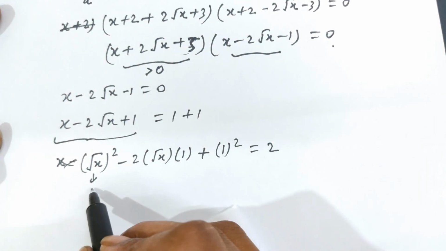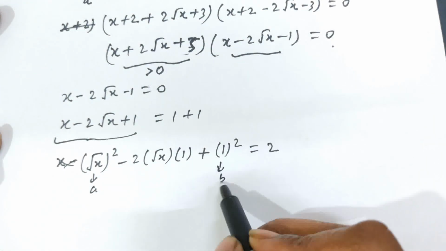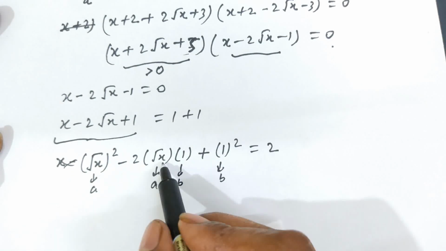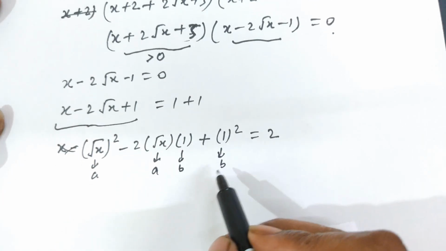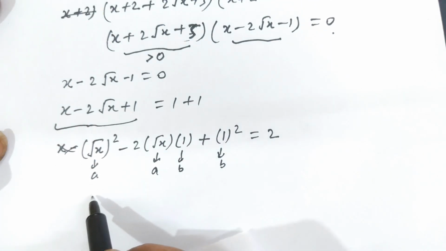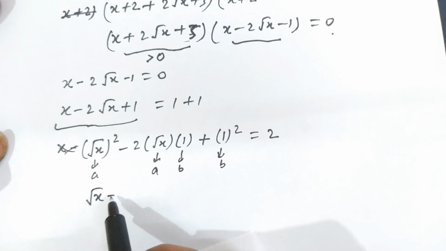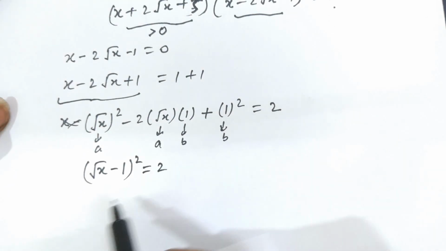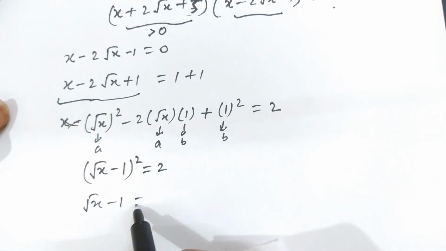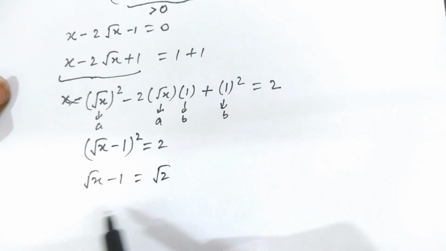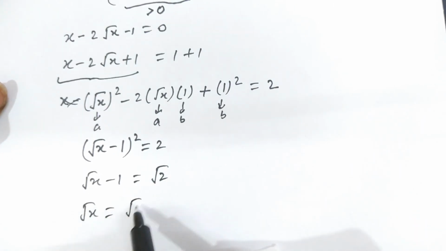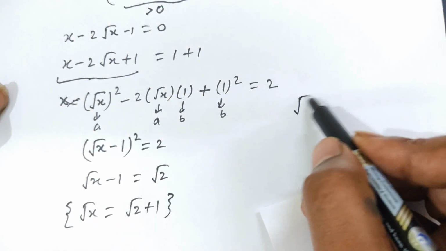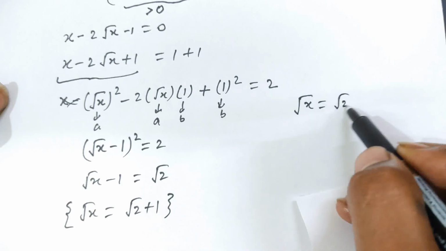Let's suppose this square root of x is a and this one is b. Then a square minus 2 times ab plus b square is a minus b whole square, where the value of a is square root of x minus the value of b is 1 square, and this is equal to 2. Here square root of x minus 1 is equal to square root of 2, and the value of square root of x is equal to square root of 2 plus 1.